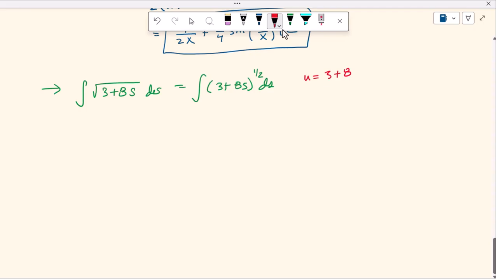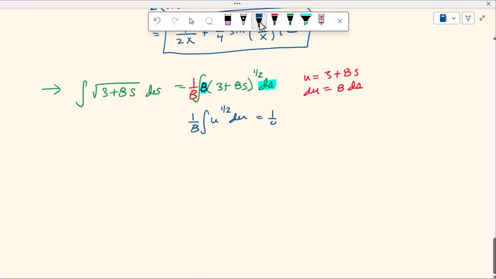So let's look at 3 plus 8s. The derivative of 3 is 0, and the derivative of 8s is 8 ds. So what I'll do is I have the ds right here, but I'm missing the 8. And so compensation says I can multiply by an 8 on the inside if I compensate with a 1/8 on the outside, because 8 times 1/8 is 1. So I haven't changed the value of the expression at all. Now the 8 ds becomes my du, and so I have 1/8 integral u to the 1/2 du.